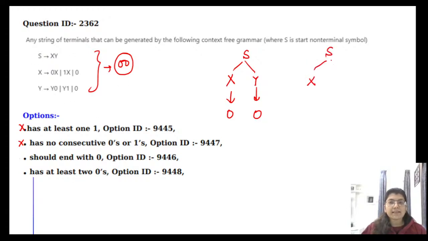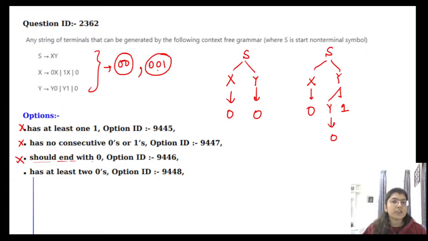S derives x, y. Now x suppose is 0 and y suppose is y and 1, and here y is 0. So the next string that I'm forming is 0 0 1. Then they are saying should end with 0. Now this string is ruling out option number 3. So option number 3 is also wrong.